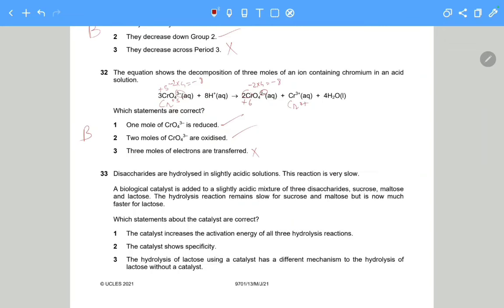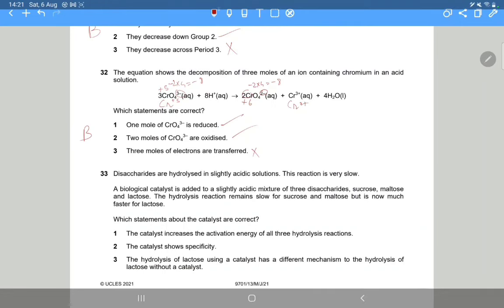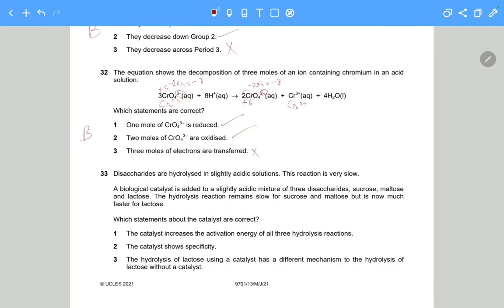Question 33. Disaccharides are hydrolyzed in slightly acidic solutions. This reaction is very slow. A biological catalyst is added to a slightly acidic mixture of 3 disaccharides: sucrose, maltose, and lactose. The hydrolysis reaction remains slow for sucrose and maltose, but is now much faster for lactose. Which statements about the catalyst are correct?